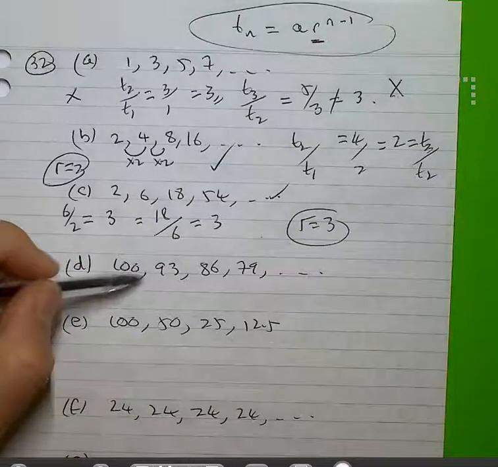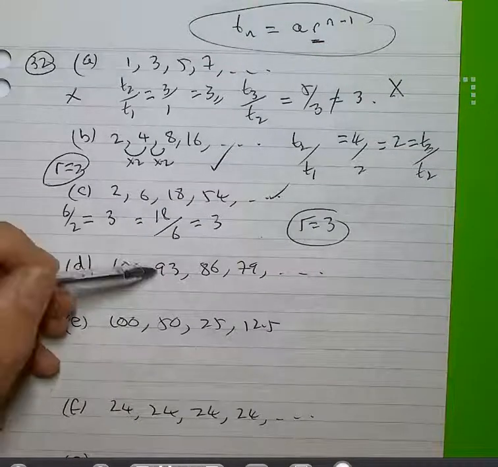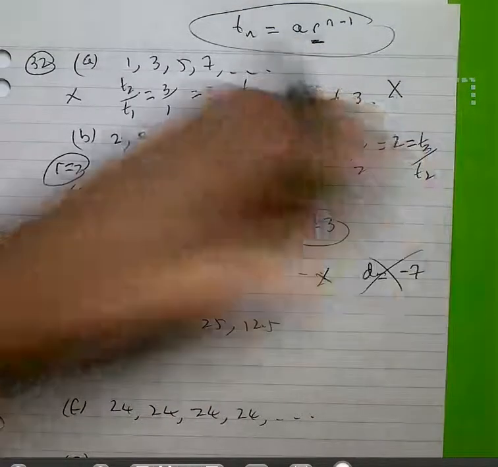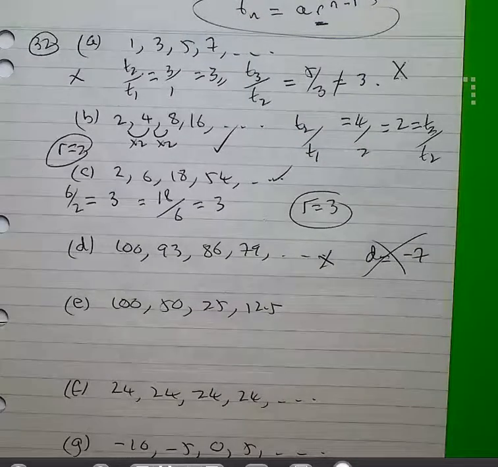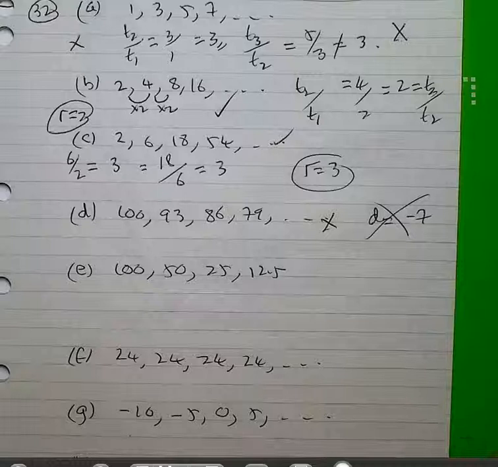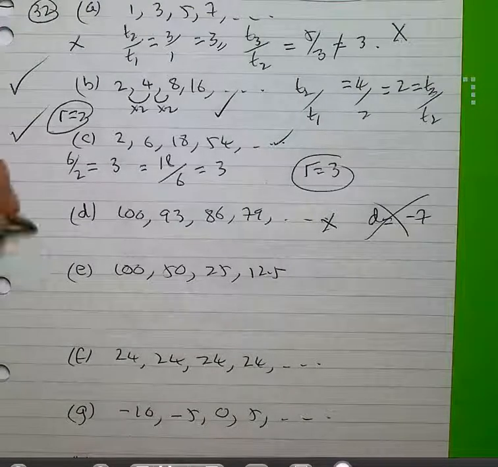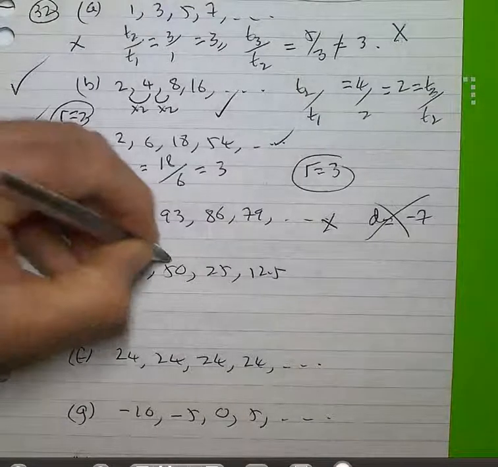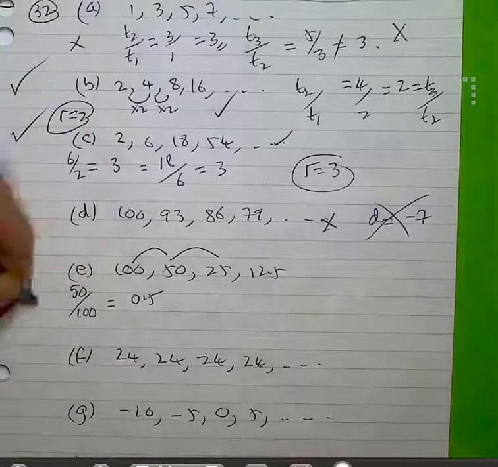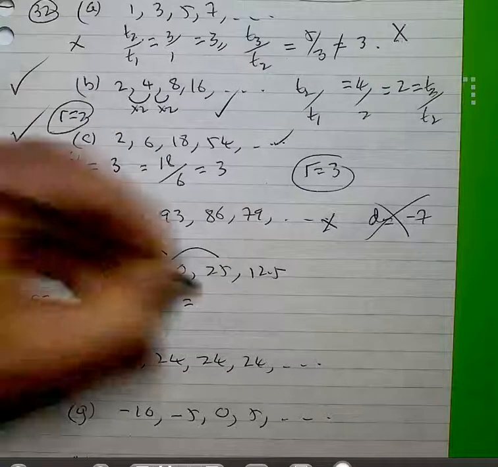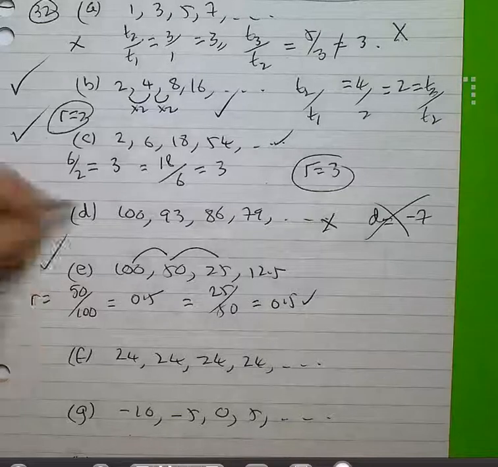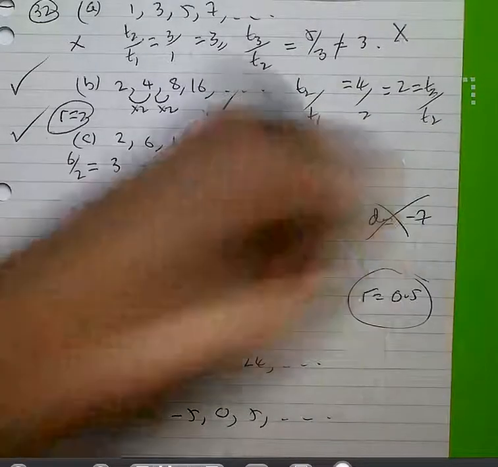Look, in the next one, I won't even bother going through that because I hope you can see pretty quickly that this is a subtraction. That's actually got a common difference of -7, an arithmetic sequence as opposed to a geometric one. Now, in the case of E, we've got 100 going to 50 going to 25. Now 50 over 100 is equal to 0.5. And I think we've got a common ratio here because 25 over 50 is also 0.5. So yes, and a common ratio of 0.5.